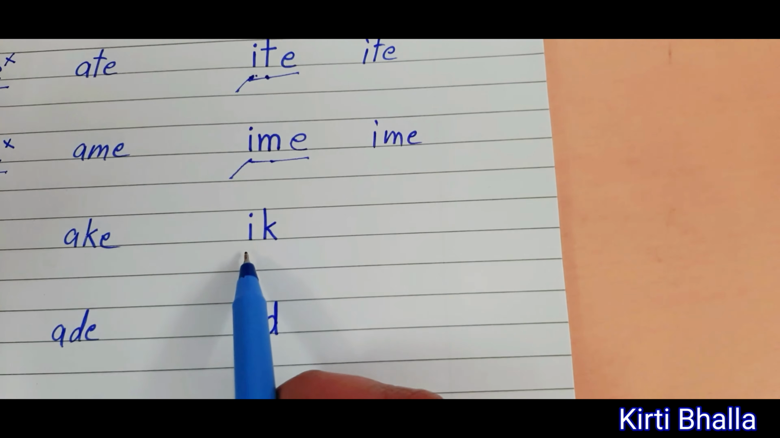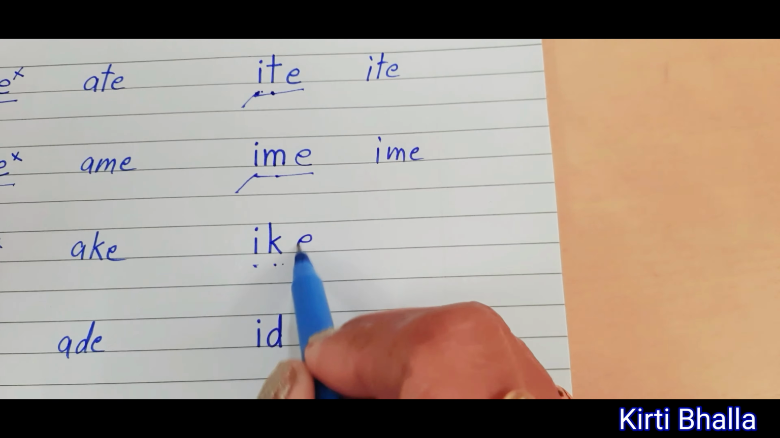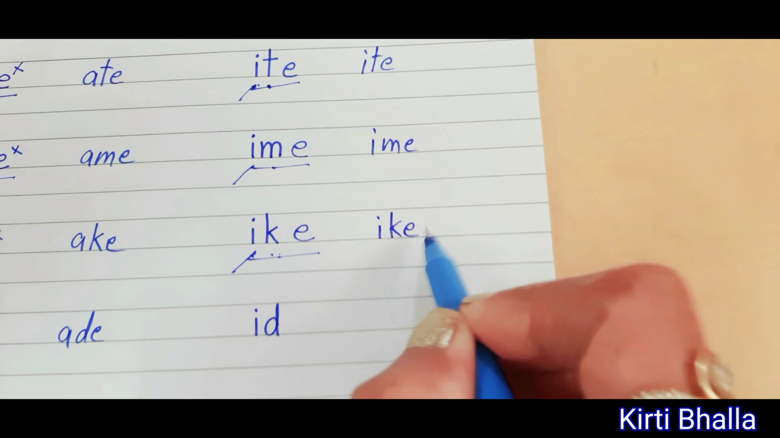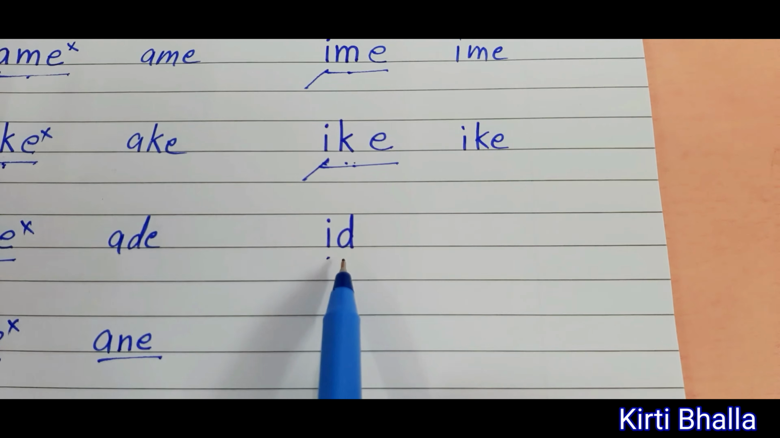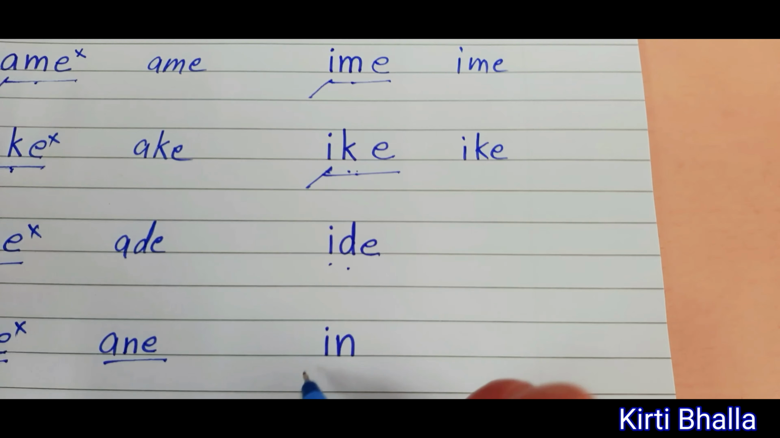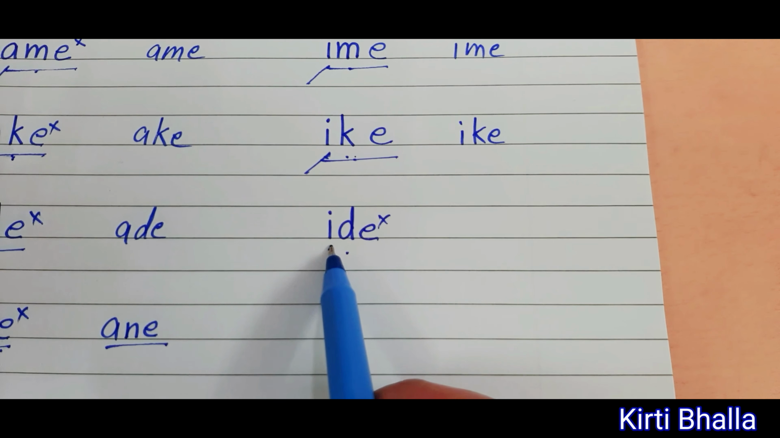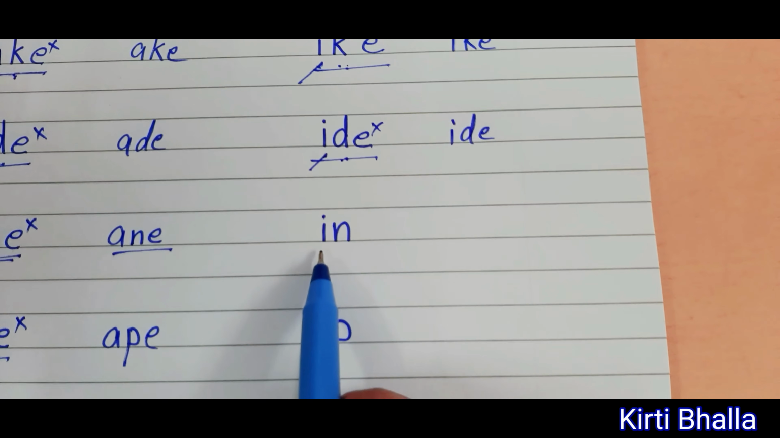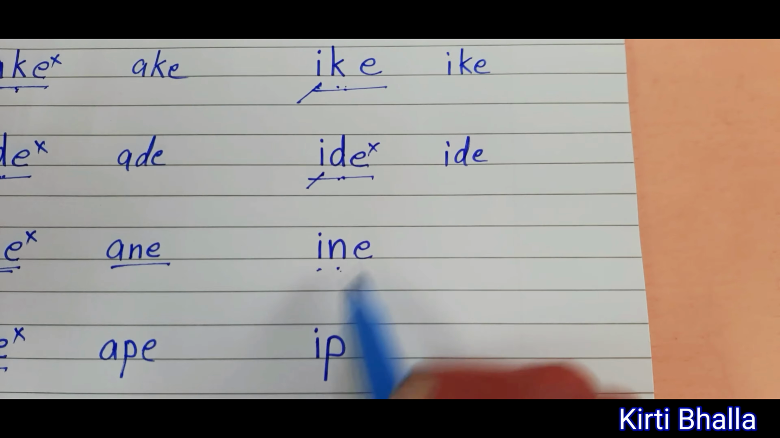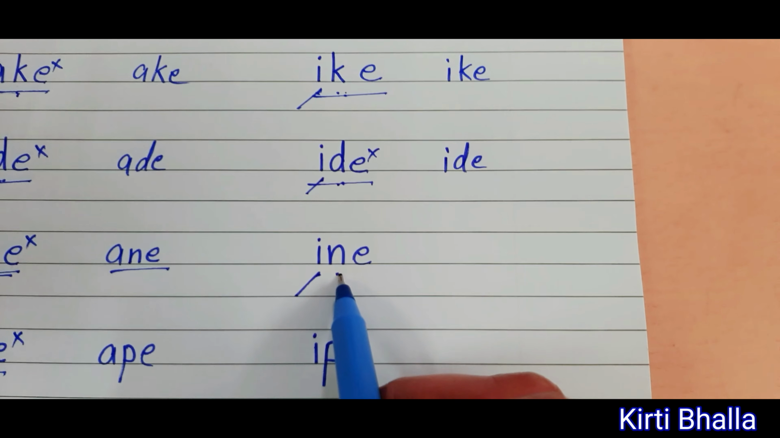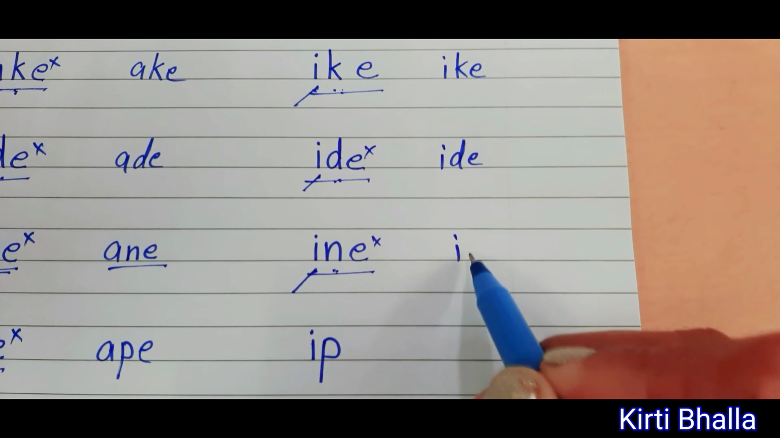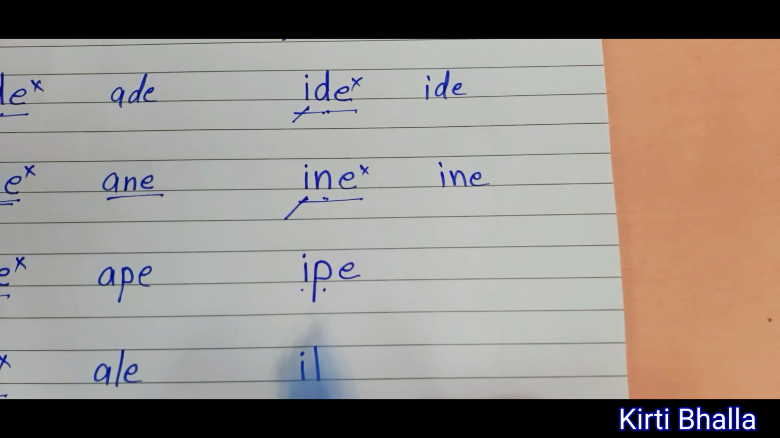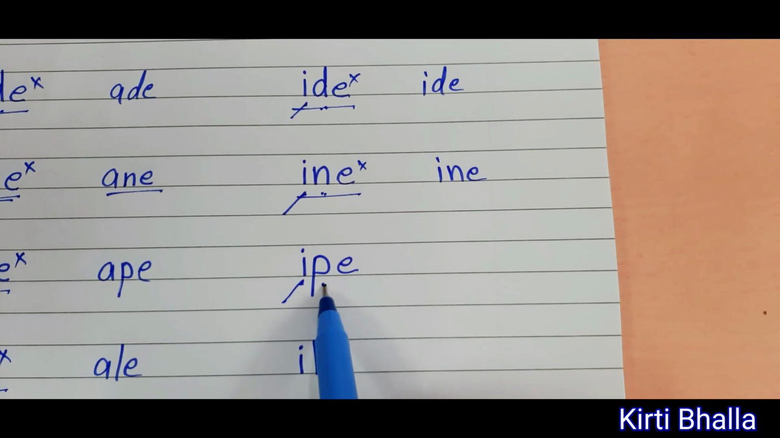Next. I, K, ik. If I write E here, it becomes I, k, ike. Ike. Next, I, d, id. And if I write E here, it has no sound. It becomes I'd. Next, I, N, in. If I write E here, it becomes I, N, ine. And it has no sound. So this is ine. I, P, ip. If I write E here, it becomes I, P, ipe.